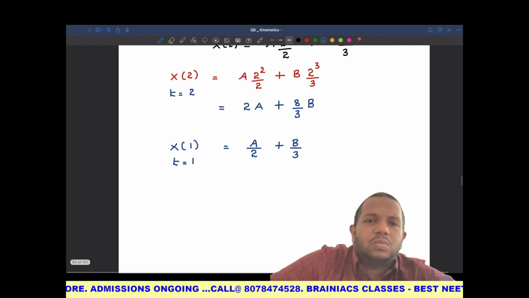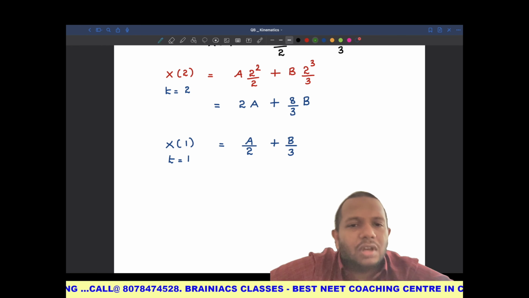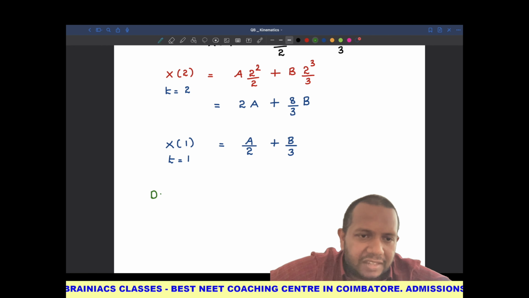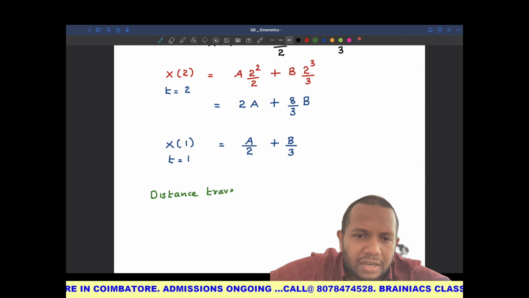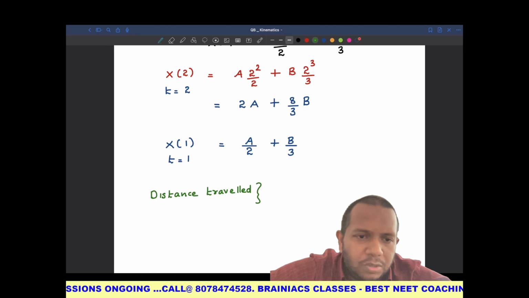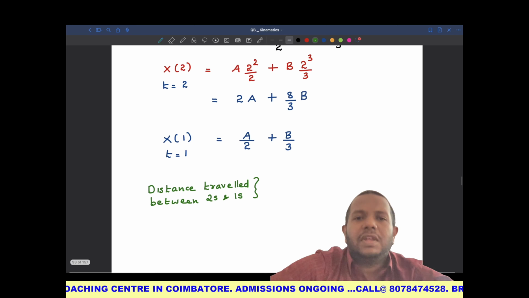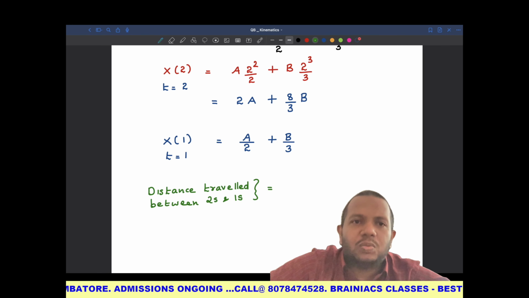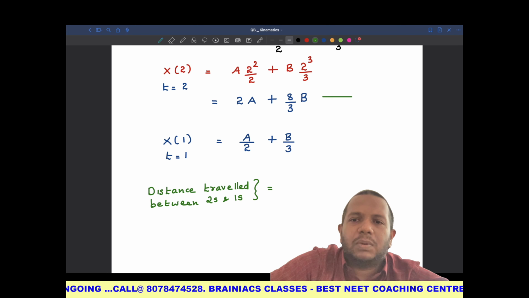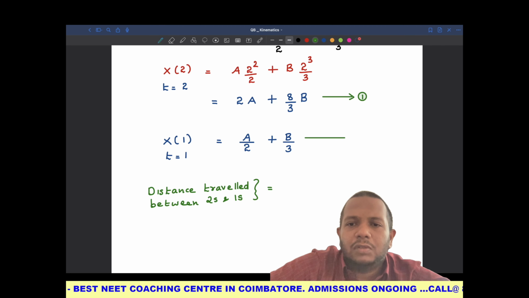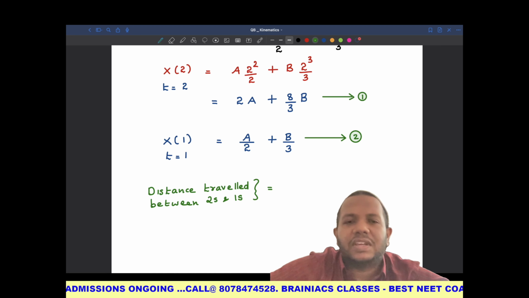Now the question they are asking is what is the distance traveled between 2 seconds and 1 second. So I will write it like that itself. So distance traveled between 2 seconds and 1 second. This is what you need to get. So in order to get that, you need to subtract the first equation from the second equation. So this is first equation and this is my second equation. So if you subtract 1 from 2, what will happen? I can easily say you will get the distance traveled between 2 seconds and 1 second.